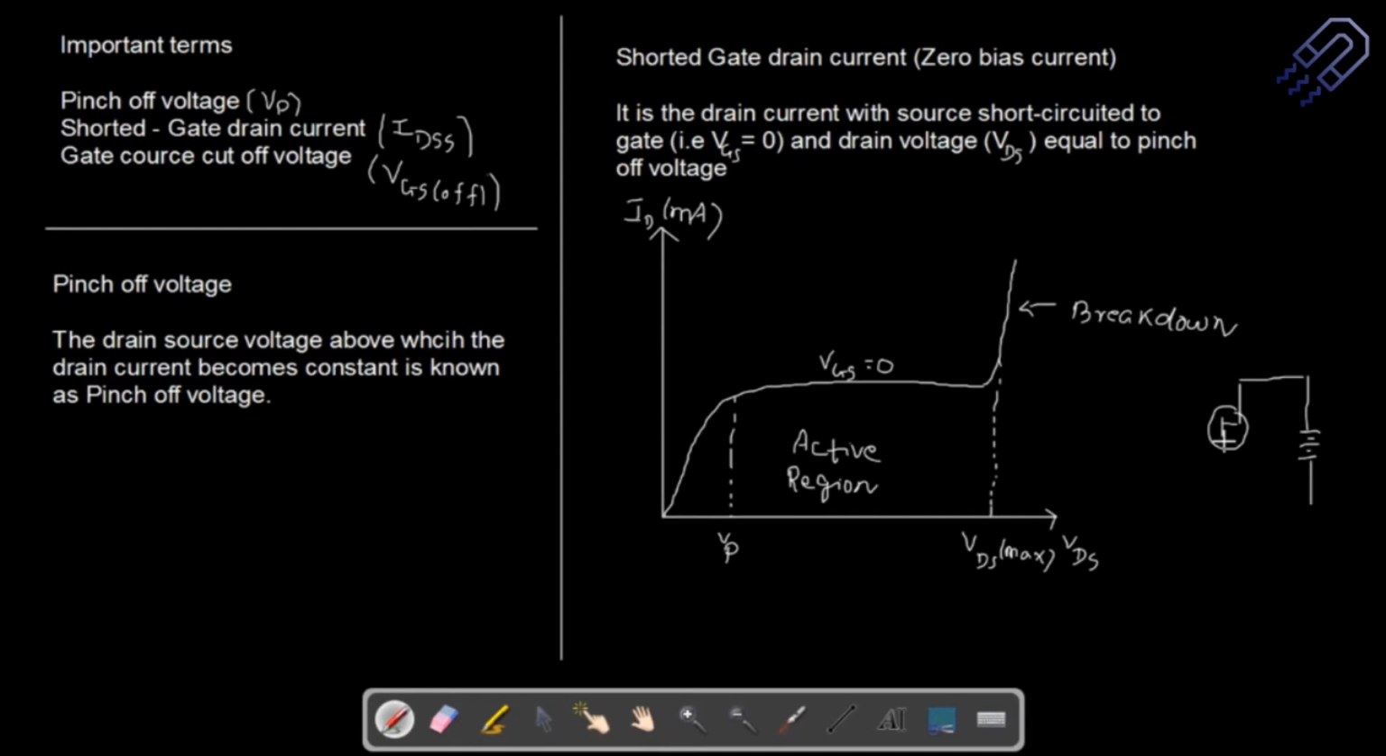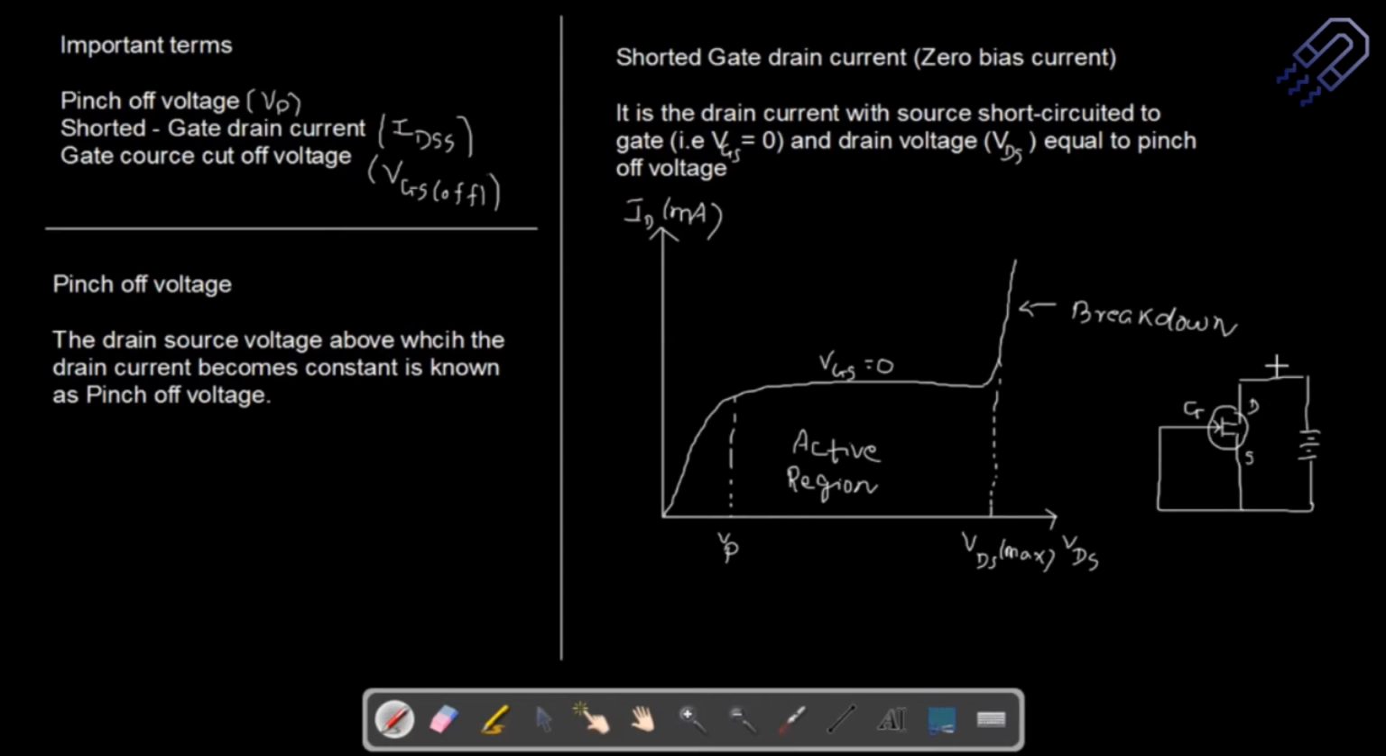Then let me just draw it. Okay, so we have it here, and at this end we are not going to apply any kind of biasing. We're just going to connect it. So this is our gate, this is our drain, this is our source.